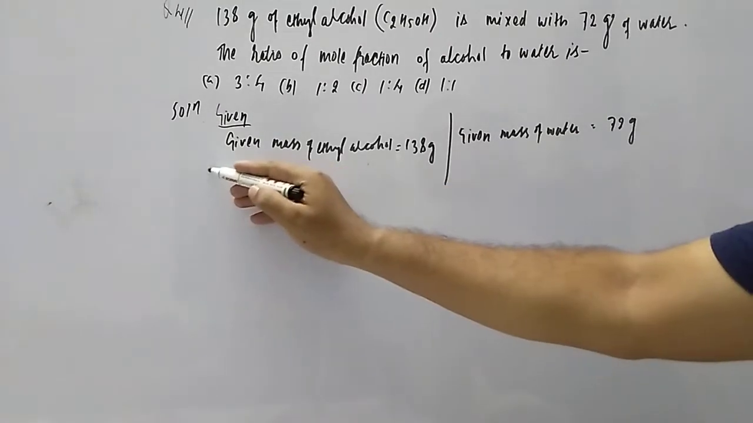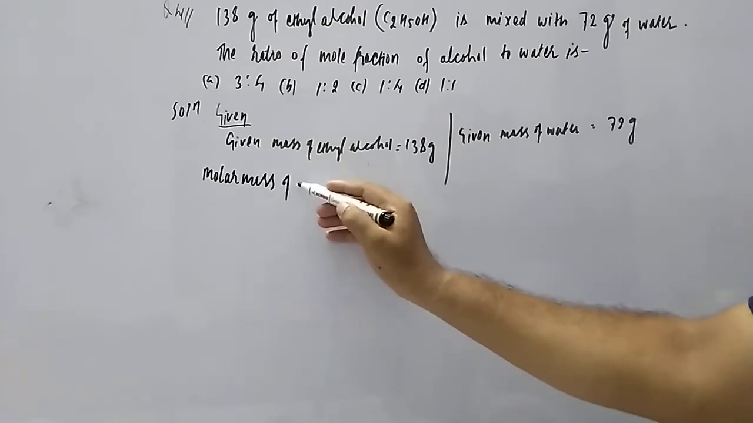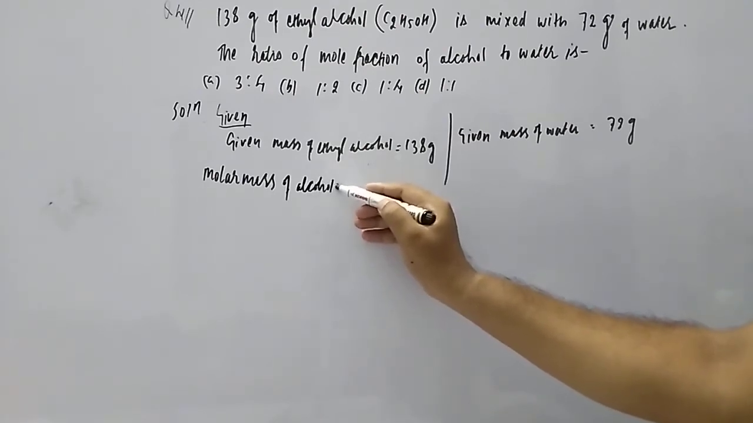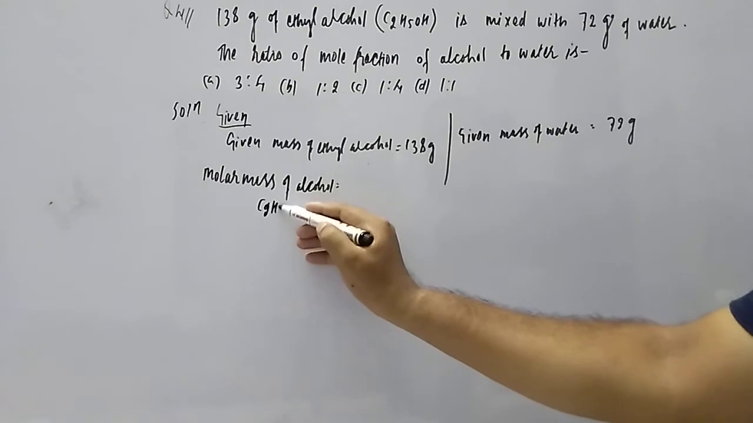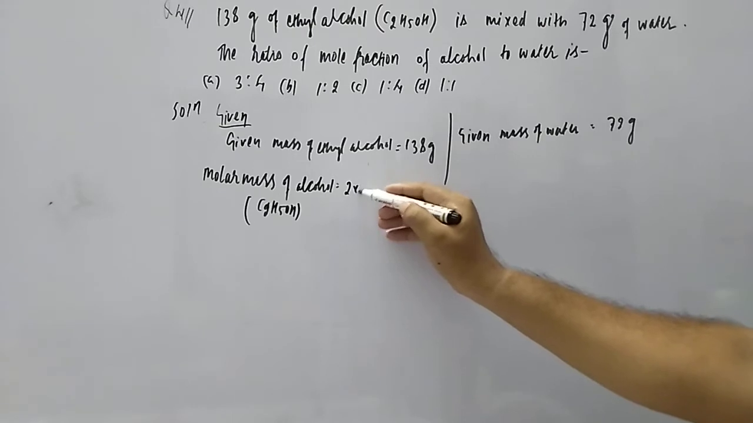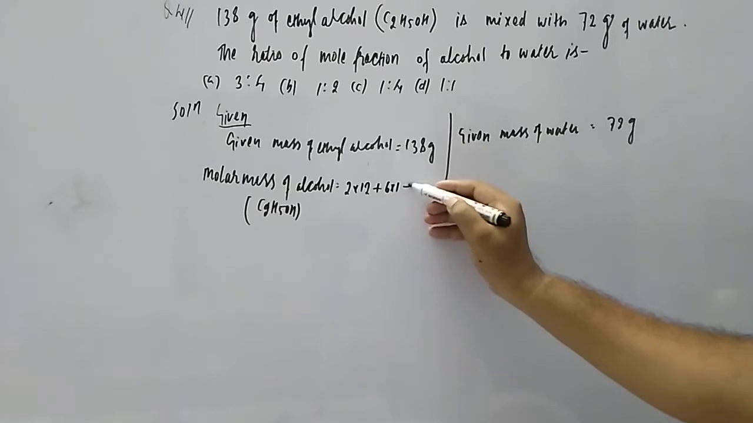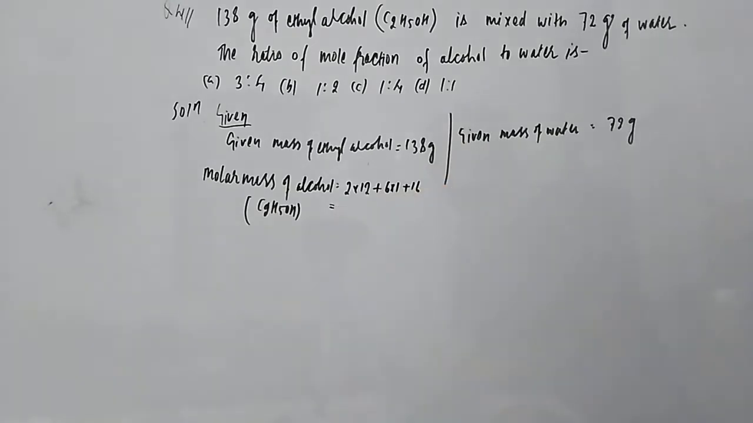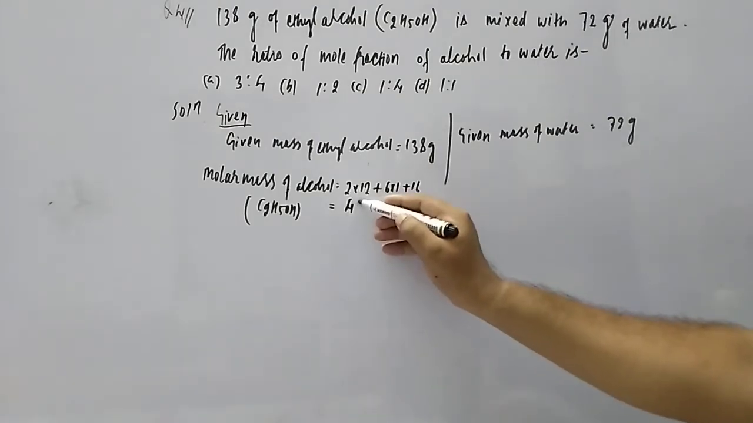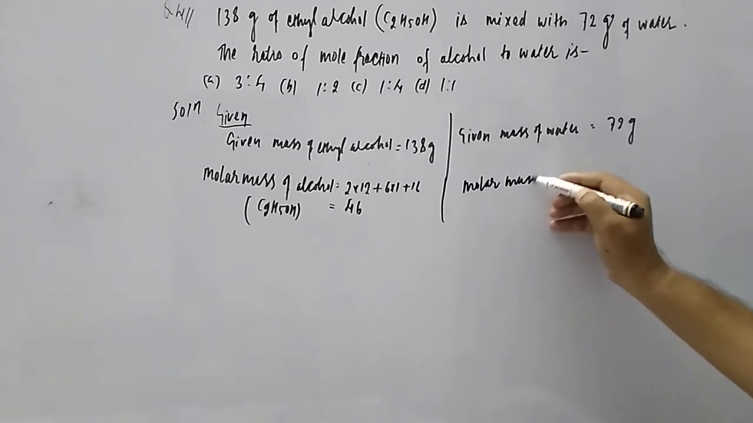So calculate the molar mass, students. Molar mass of alcohol, C2H5OH. 2 carbon, so 2 into 12, plus 6 hydrogen, 6 into 1, plus 1 oxygen, 16. If you add it up, it is coming 46.